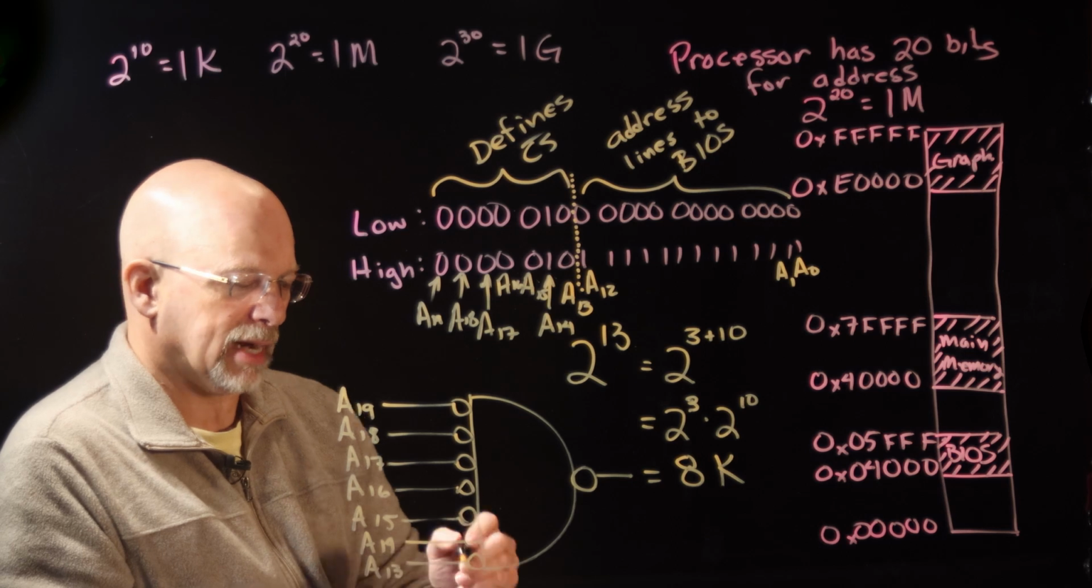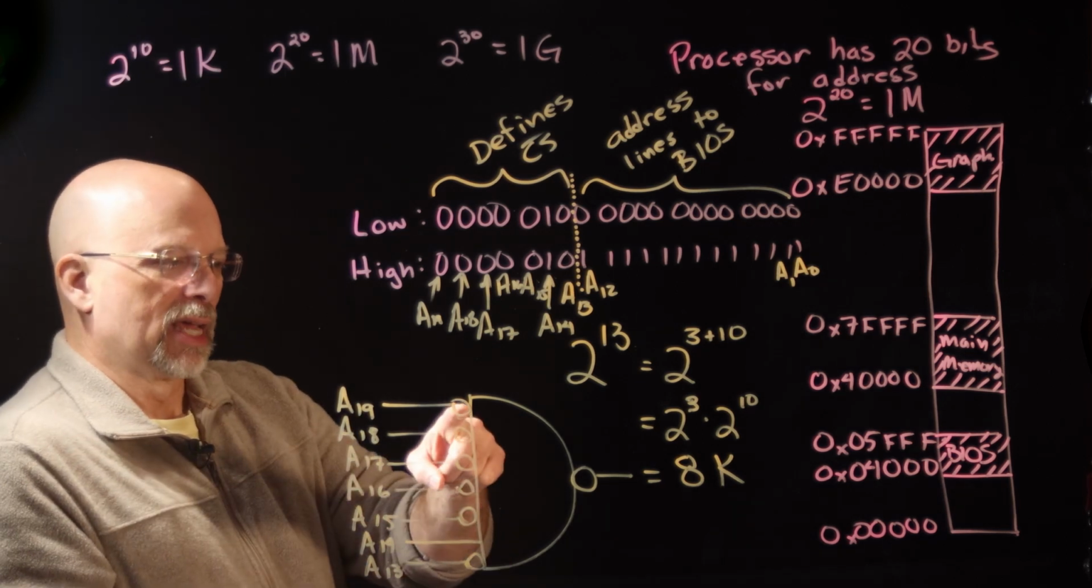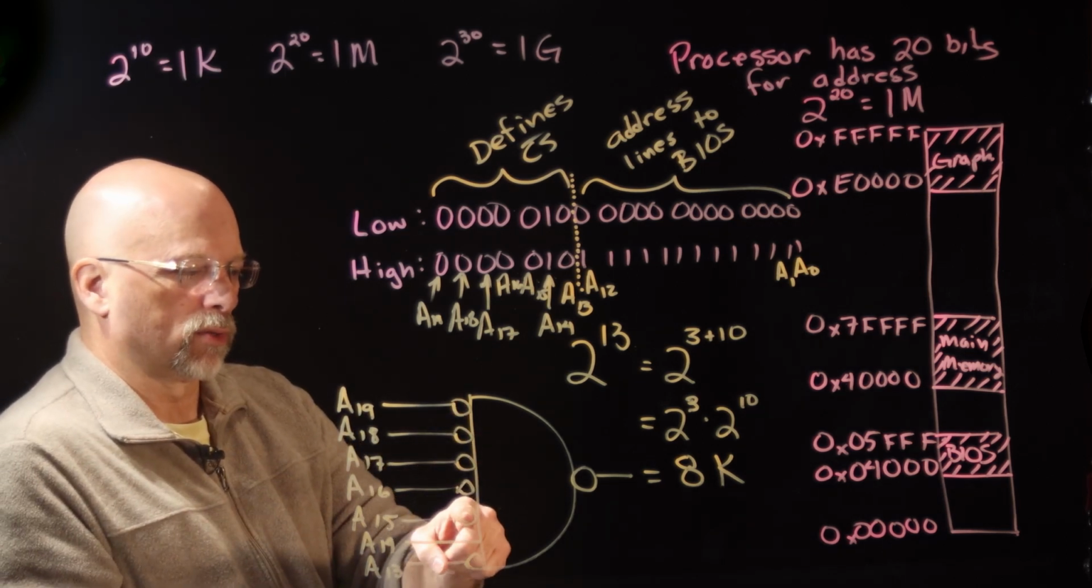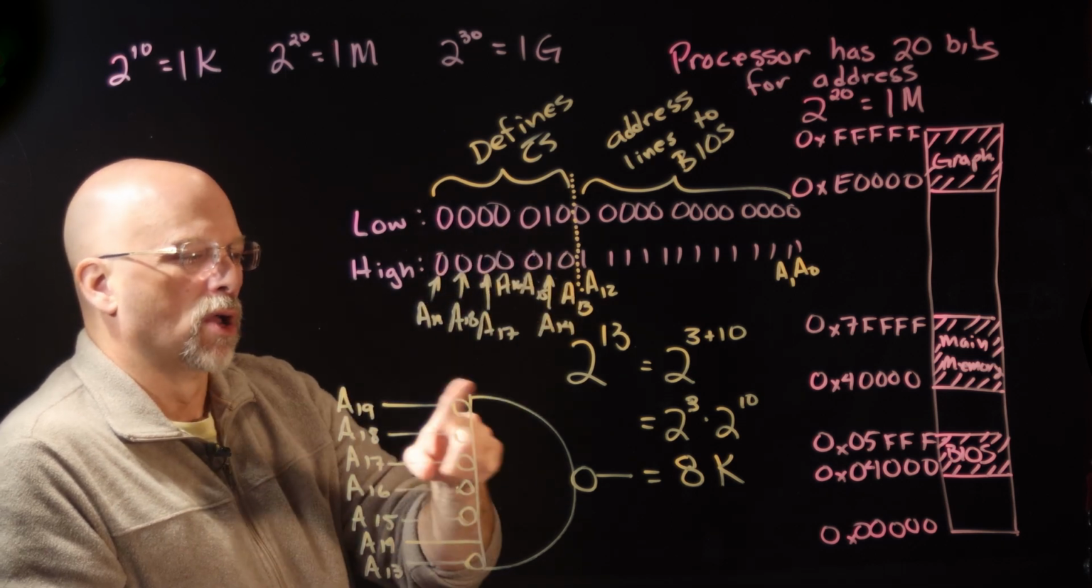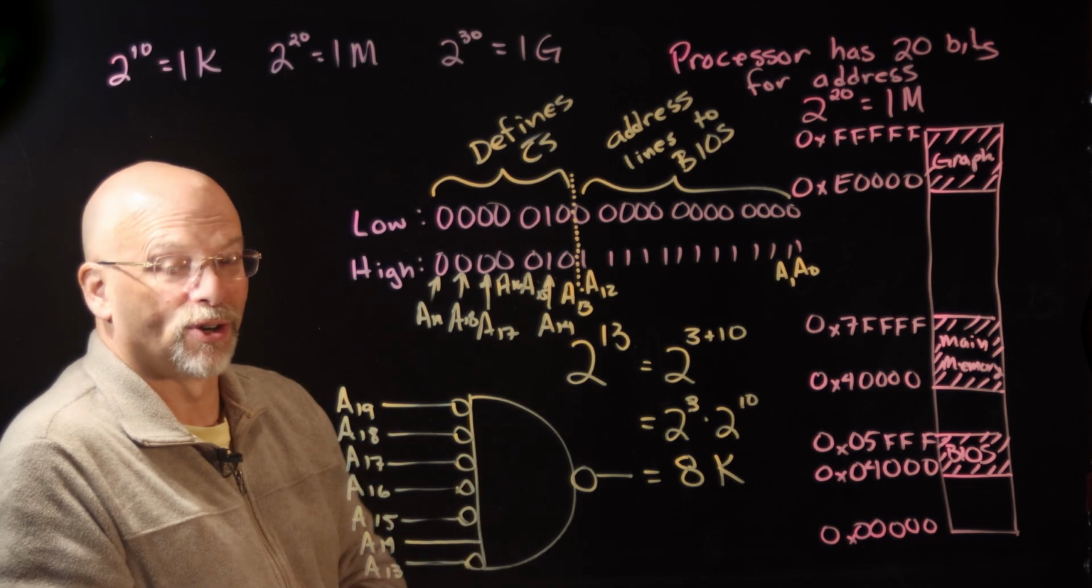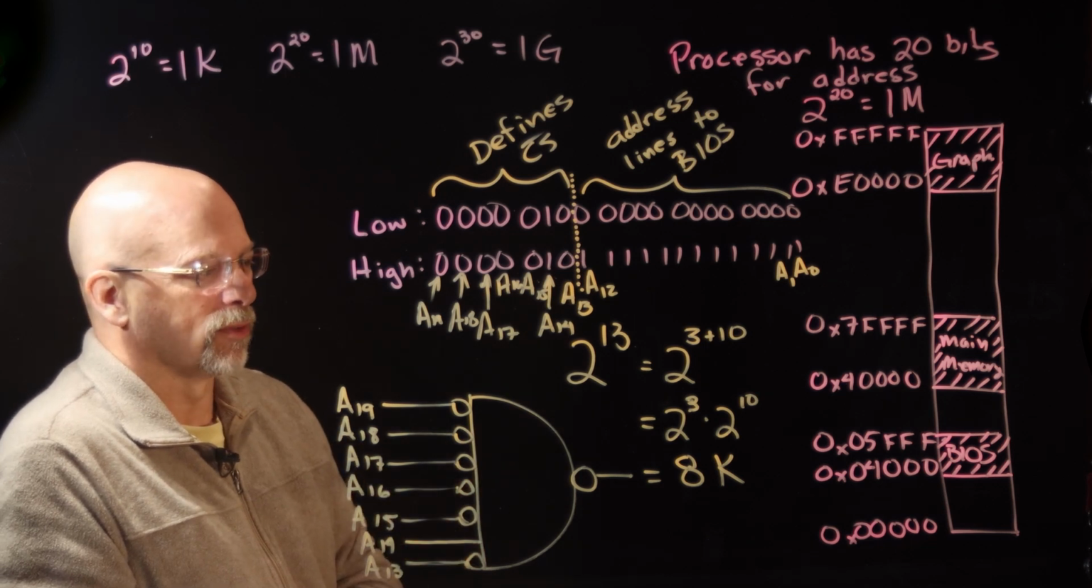turn this chip select, activate this chip select, is a 0, 0, 0, 0, 0, 1, 0 on those address lines. It'll turn on the chip select for this BIOS.